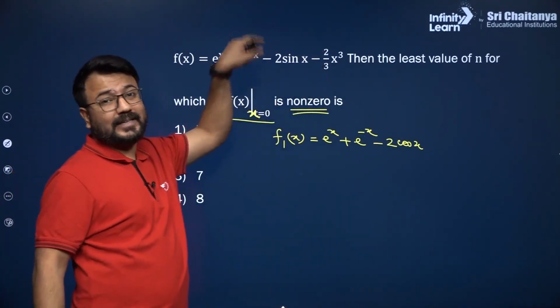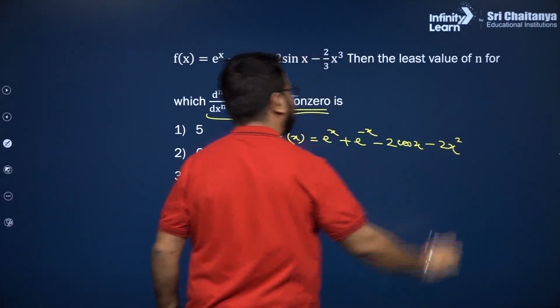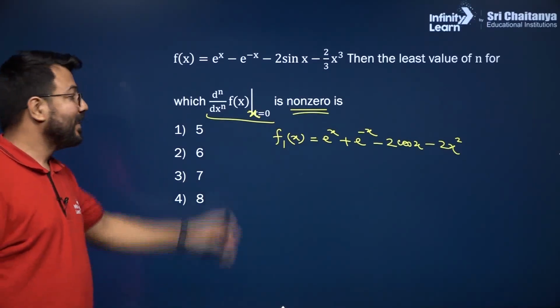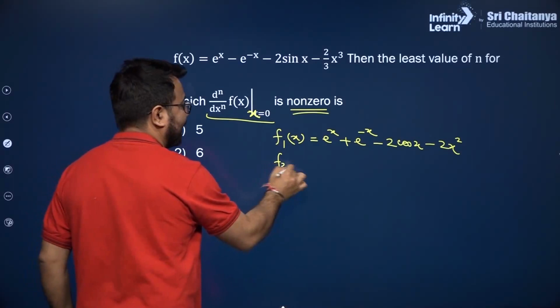X cube will be differentiated as 3x square, 3 and 3 will be getting cancelled. So we are left with 2x square. If I put the value of x as 0, what do I observe? On substituting x as 0, the first derivative is 0. Then I will be finding f2.